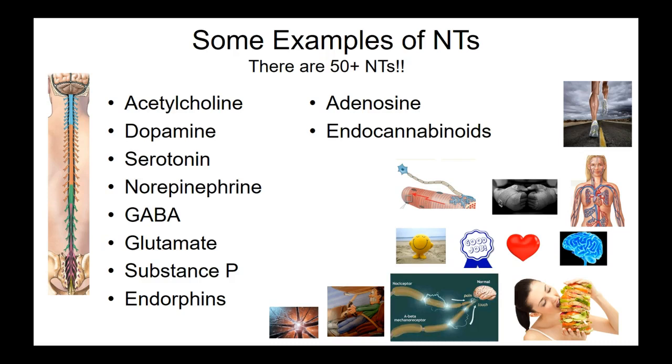And the next one is adenosine. Adenosine does a lot of things. One is that it's important in regulating the sleep-wake cycle. It has effects on the circulatory system.